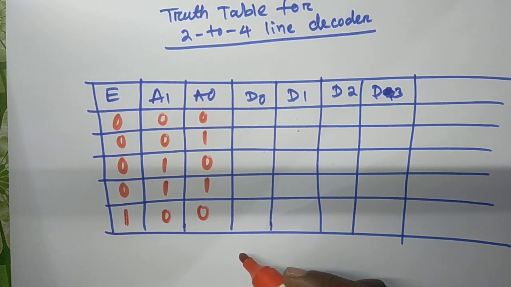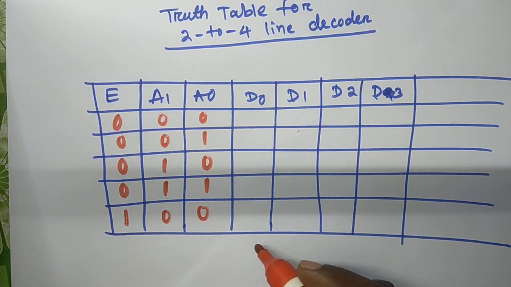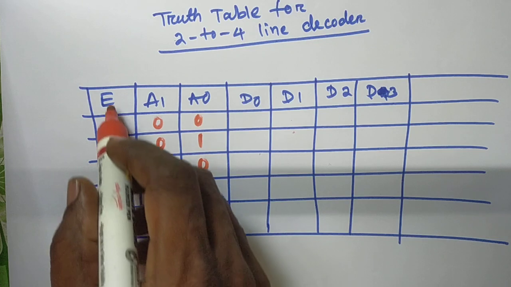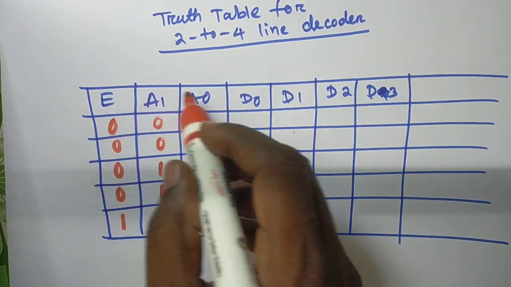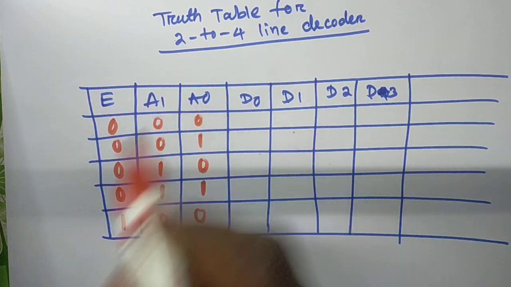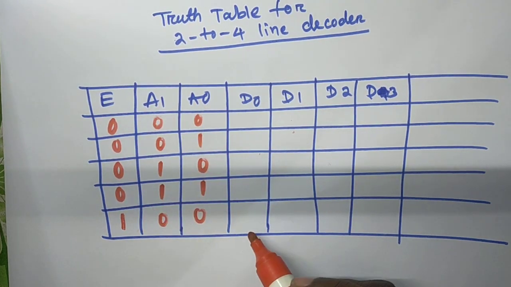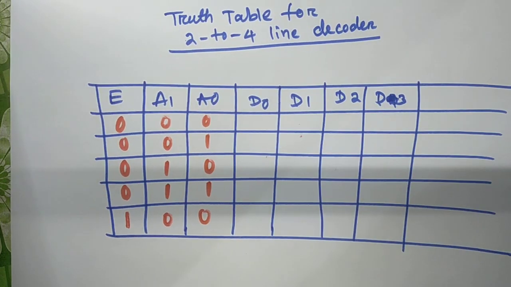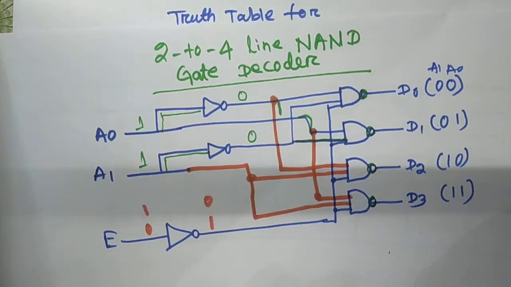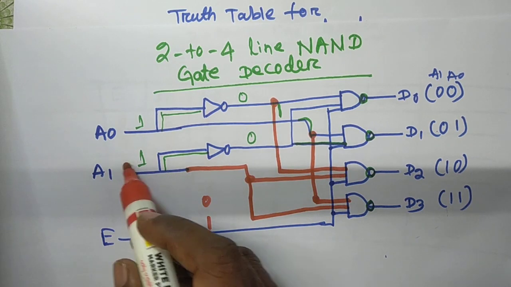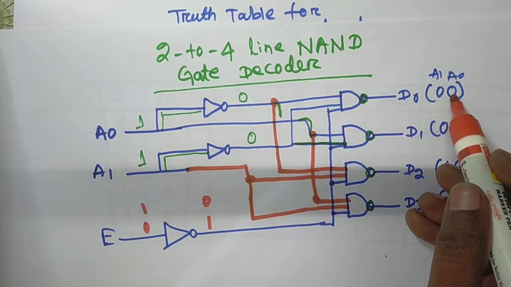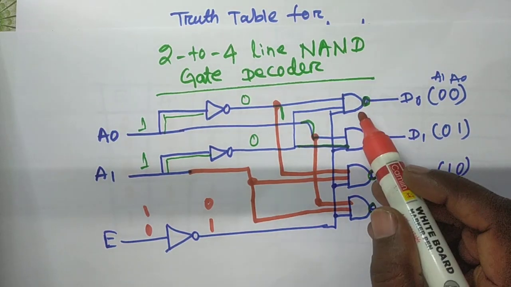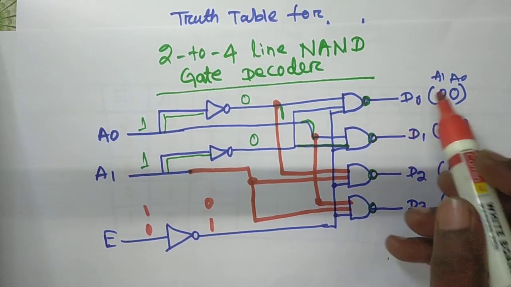Okay, in that case, what happens? What is the output? You see, E is equal to 0. That means it will receive the A1, A0 values. Then it will activate D0 according to the previous formula. Whenever A0, A1 are 0, 0, D0 will be activated with a NAND gate. But with an AND gate, D0 will be 1 in the previous case.